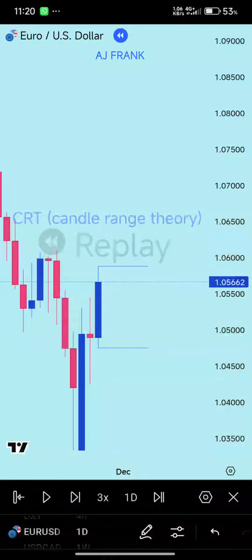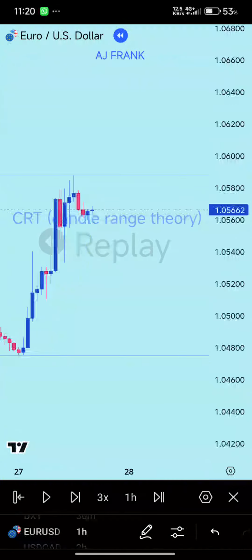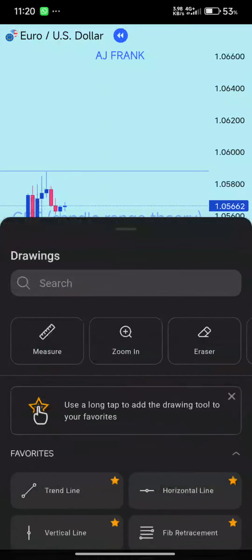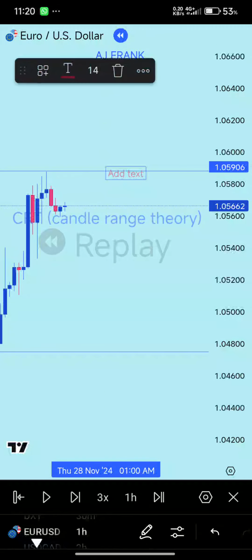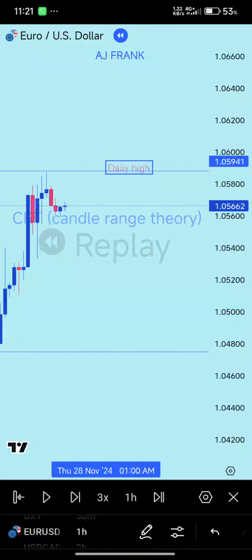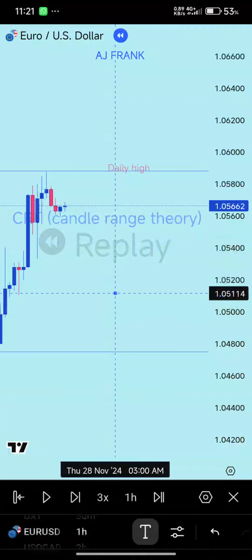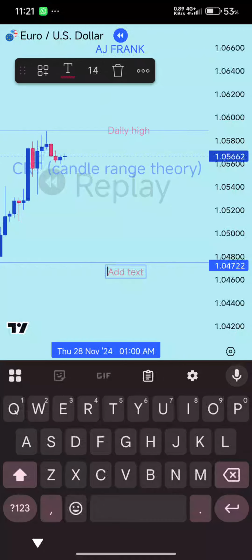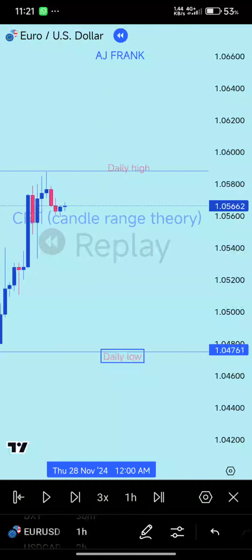So now go down to lower time frame, that's 1 hour. So this is the high of that candle and this is the low of that candle. Let me write it out so that you guys should not get confused, because I believe some beginners might be watching these videos. So this is the daily high, this line right here, that's the line I drew from that daily high candle, and this right here is the daily low. So hope that's okay guys.